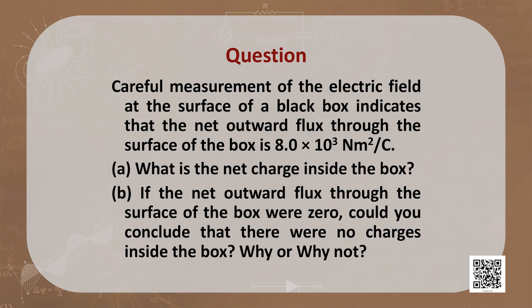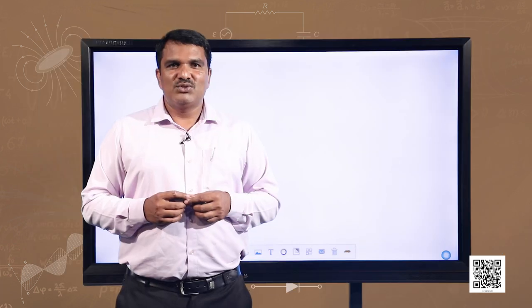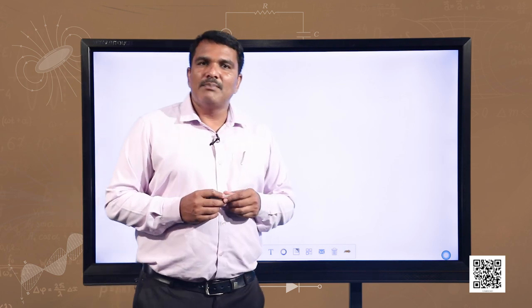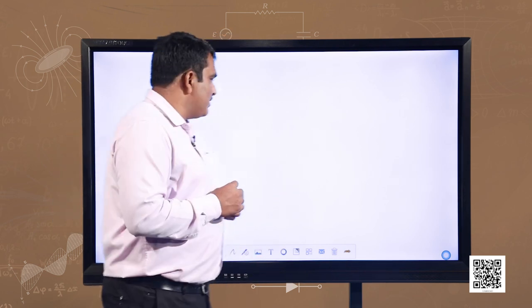Careful measurements of electric field at the surface of a black box indicate that the net outward flux through the surface of the box is 8 into 10 to the power 3 newton meter square per coulomb. Now, you have to find what is the net charge inside the box. The second part of the problem says, if the net outward flux through the surface of the box were 0, could you conclude that there were no charges inside the box? Why or why not?